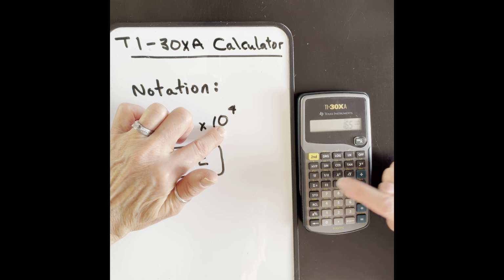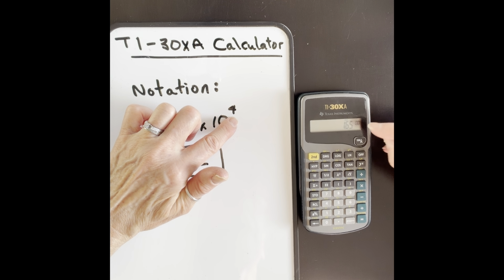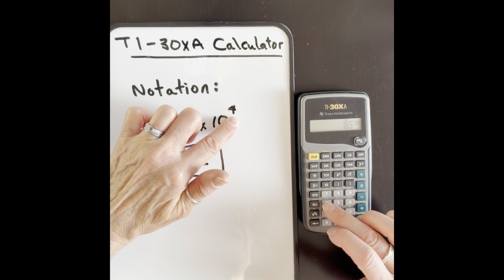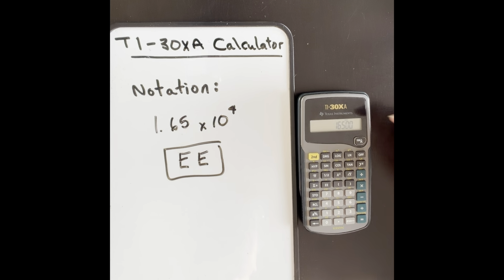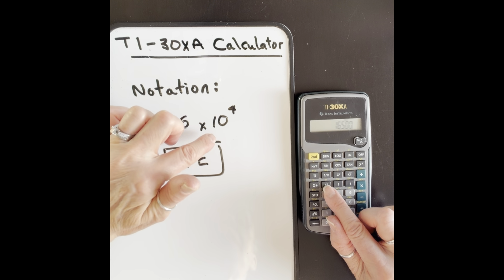When you press EE, the calculator knows you're multiplying by a power of 10, and you'll see the 2 little zeros show up there. It's waiting for you to input what that exponent is. So we put a 4, and then we can press equals. It'll change it to regular notation, or if we want to do calculations, it can stay in scientific notation. So just be careful that when you use this, you don't put in the times 10.